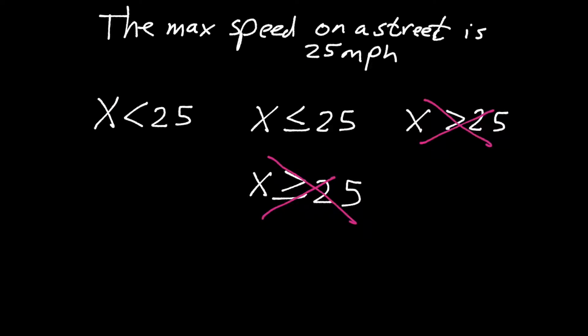And the last thing we have to ask ourselves is, when we're talking about max speed, does that mean I always have to be less than 25? Or can I be equal to 25? And since it says the max that is allowed is 25, that would mean that you can also be 25. So we lose just the less than 25, and we have written our inequality to be x less than or equal to 25. Okay, let's try another one.